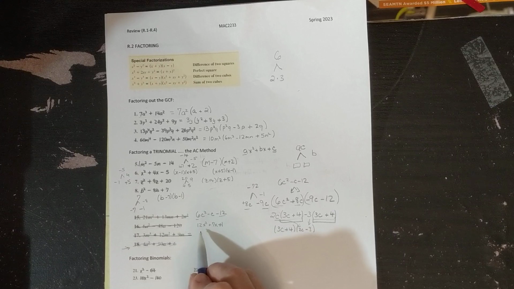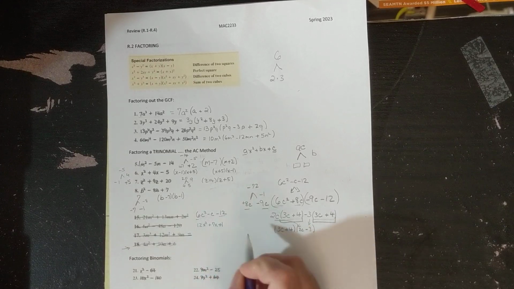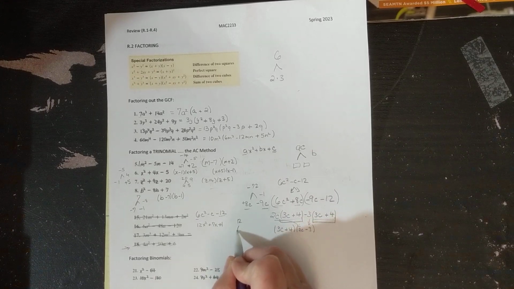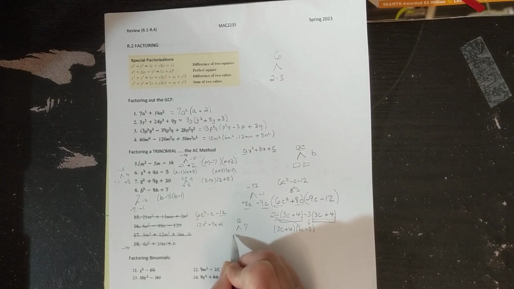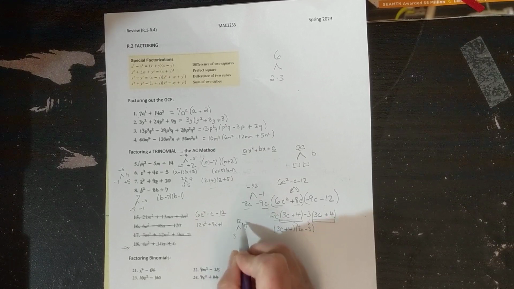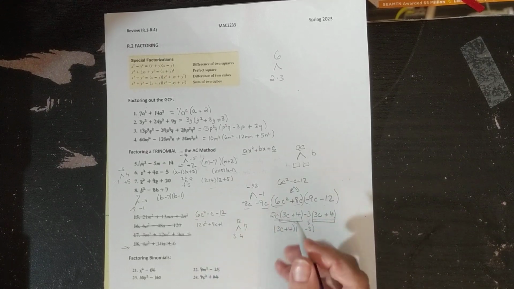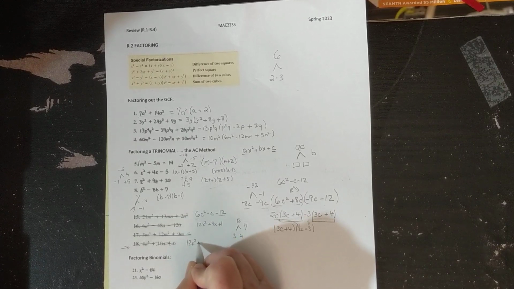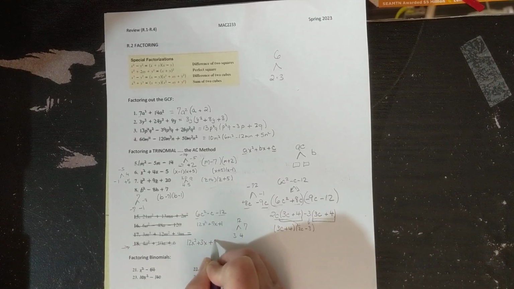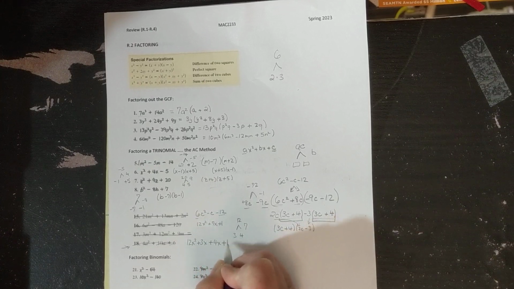If I have 12x squared plus 7x plus 1, a is 12, c is 1. 12 times 1 is 12. I want 2 things I can multiply to get 12 and add to get 7. 3 times 4 is 12. 3 plus 4 is 7. These are good numbers. What I'm going to do is rewrite the middle term, plus 3x plus 4x plus 1.